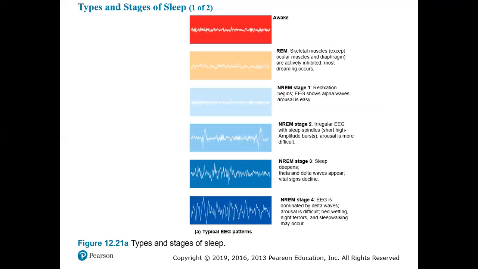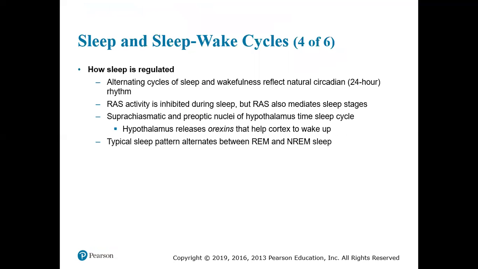So in stage 1 of non-REM, alpha wave will be higher. When we get down into stage 3, theta and delta waves begin to appear. And then non-REM stage 4 is predominated by delta, as is REM. So we still have a lot to learn about sleep and sleep regulation.